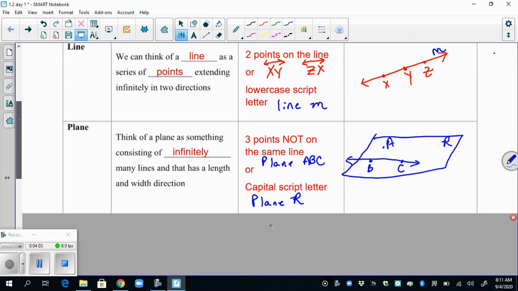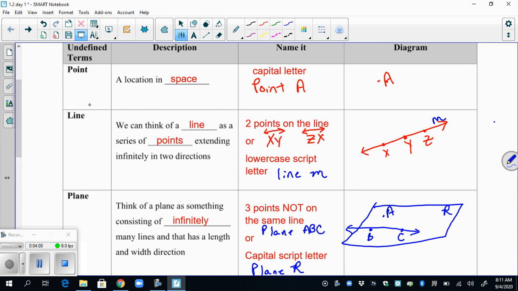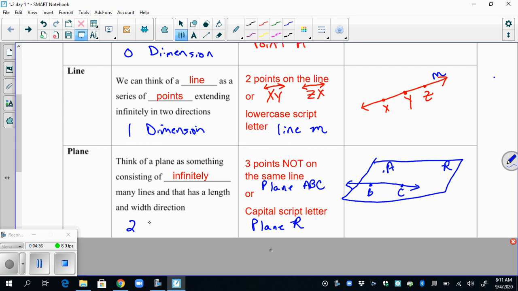So basics of geometry is the foundation for all of the shapes that we have. And with a point, we can talk about dimensions. A point has 0 dimension, has no size, has no shape. It's just a location. A line has 1 dimension, meaning it can have a length. It goes on forever and ever, but it just goes on in opposite directions, so it has 1 dimension. A plane has 2 dimensions. We can think of it as having a length and a width.